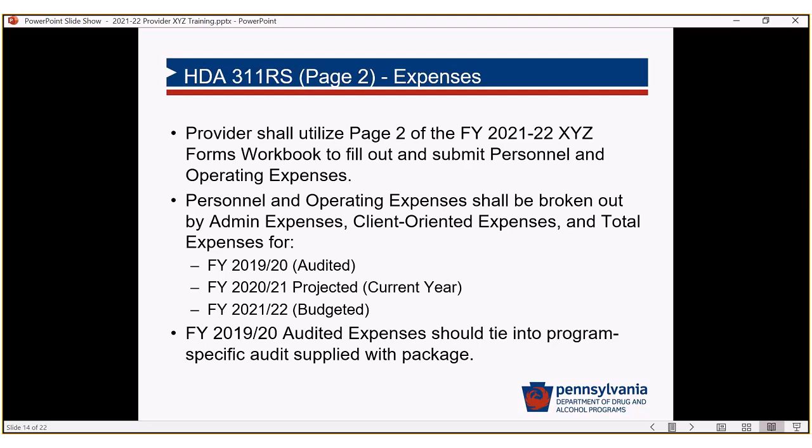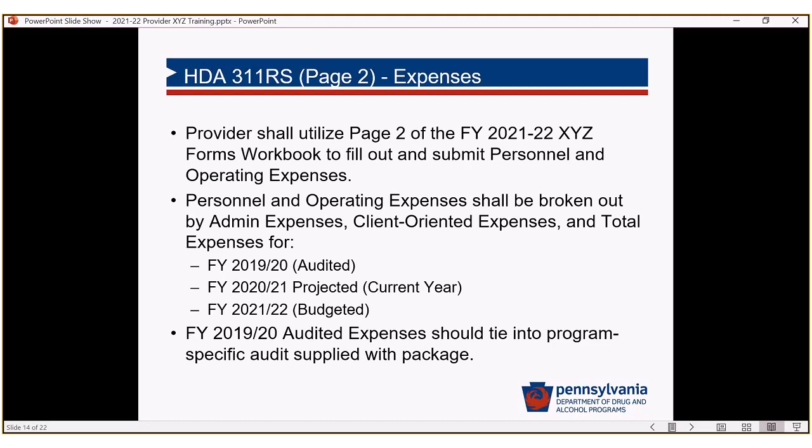The next item in your workbook will be your expense sheet. So it's the 311 RS expense sheet. On your expense sheet, you'll see that there are very similar topics as we've discussed before. You're going to submit and fill out the expense sheet to include your personnel and your operating expenses. Your personnel and operating expenses are going to be broken out by administrative expenses, client-oriented expenses, and the expenses for each one of the fiscal years that we discussed in the previous slides.